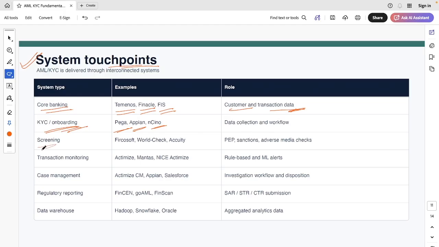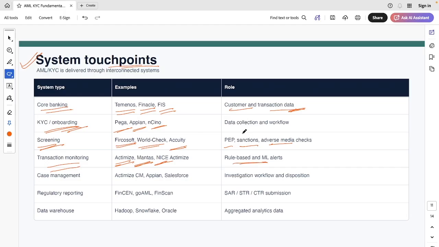Then we have the screening system, such as Ficosoft, WorldCheck, Equity. This system checks whether the customer is linked to any sanctions, politically exposed persons, adverse media, or other watch lists. After that comes the transaction monitoring system. Examples are your Actimize, Mantas, Nice Actimize. This system continuously checks customer transactions against the rules and machine learning models.